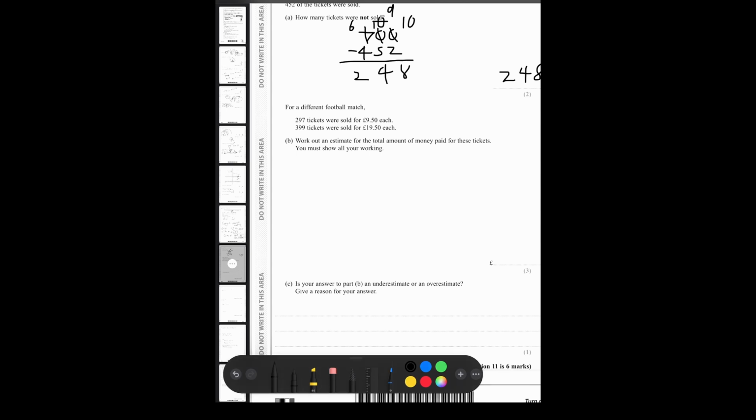For a different football match, 297 were sold for $9.50 each. 399 tickets were sold for $19.50 each. So work out an estimate for the total amount of money paid for these tickets.